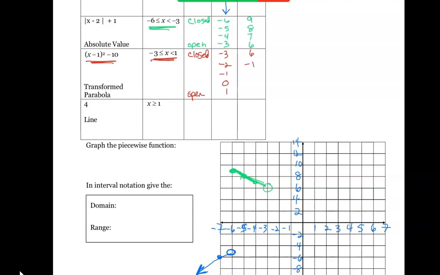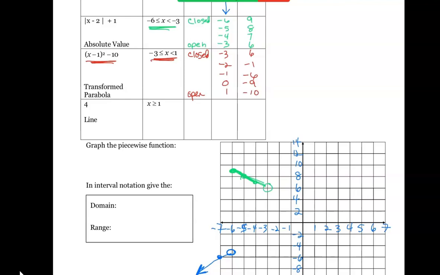-1 minus 1 is -2. And -2 times -2 is 4. 4 minus 10 is -6. 0 minus 1 is -1. -1 times -1 is 1. 1 minus 10 is -9. 1 minus 1 is 0, so therefore this is just -10.